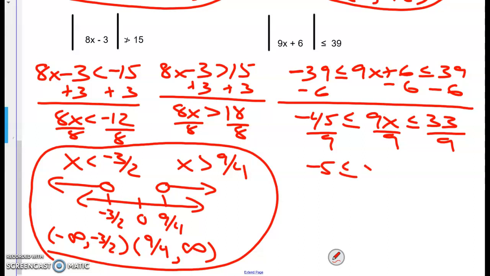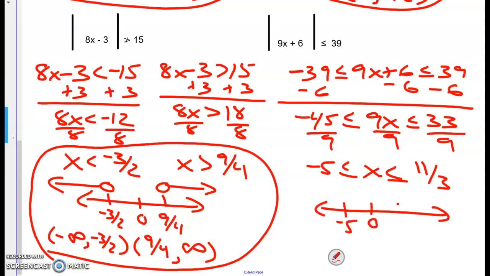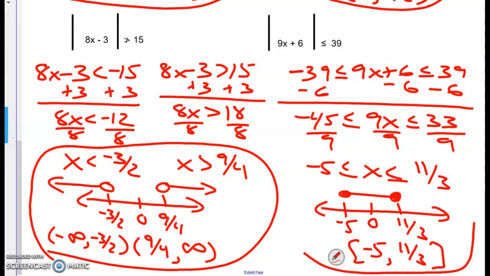Negative 5 is less than or equal to x. I'm going to reduce this over here. Less than or equal to 11 over 3. And now my graph, negative 5 and 11 over 3. Since it's a combined statement, the dots are connected and the dots are closed because less than or equal to. And then less than or equal to means negative 5 and 11 thirds are enclosed by brackets. And there's my answer.